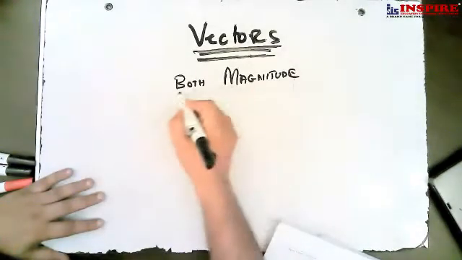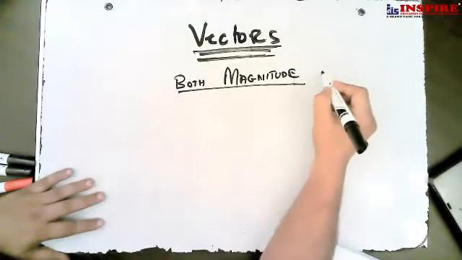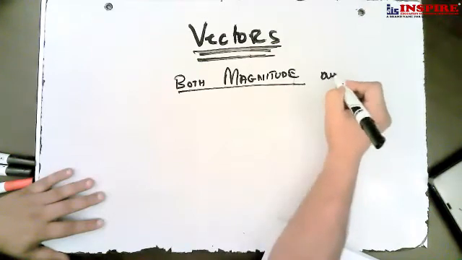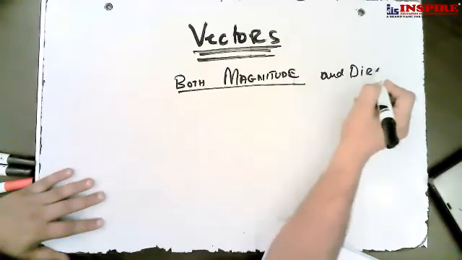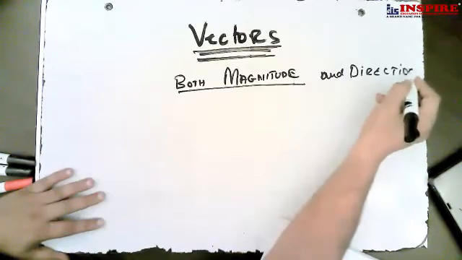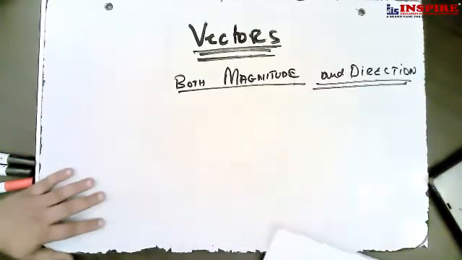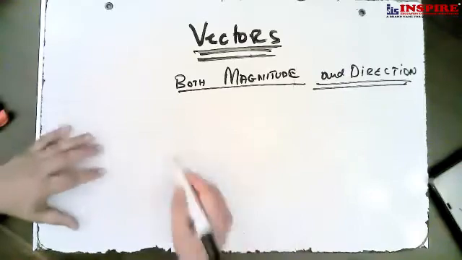Okay. A vector is a quantity which has both magnitude and direction. For easiness purposes, we can understand vectors just like a line.